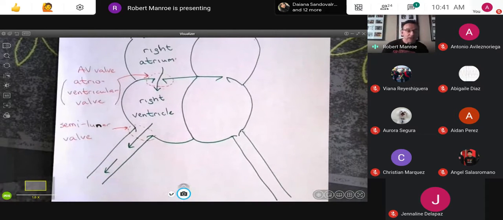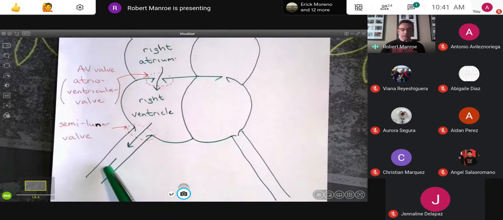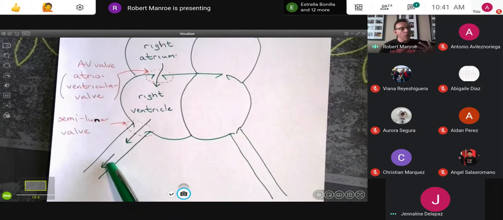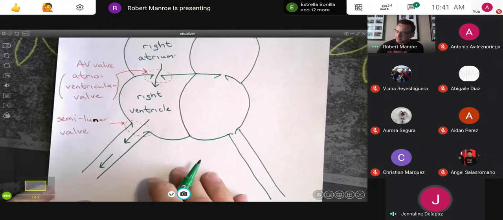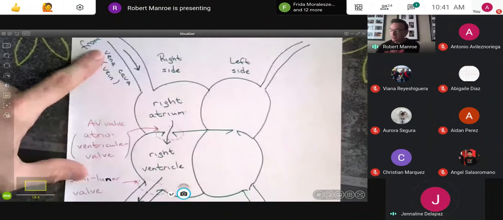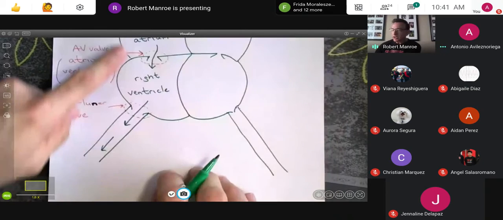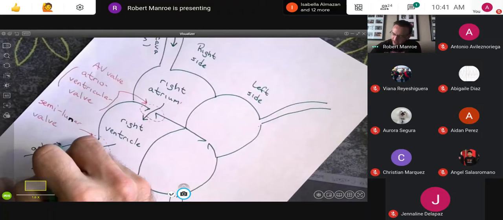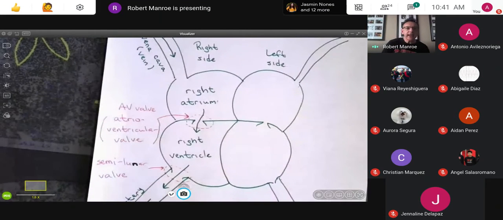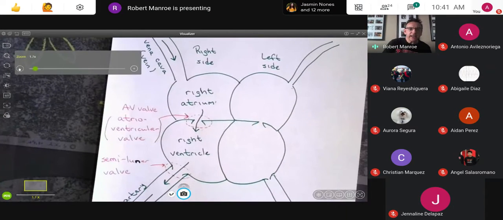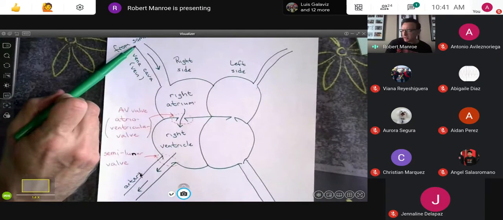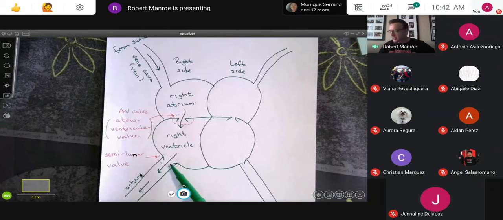Since the blood is leaving the heart, what kind of blood vessel is this? Since it's going away from the heart, it's called an artery. Veins bring blood back to the heart. That's the difference between an artery and a vein. A vein brings blood back to the heart. Arteries take blood away. Always.